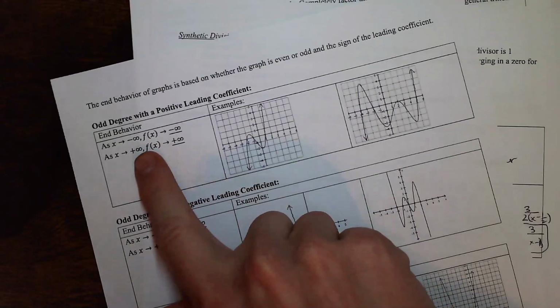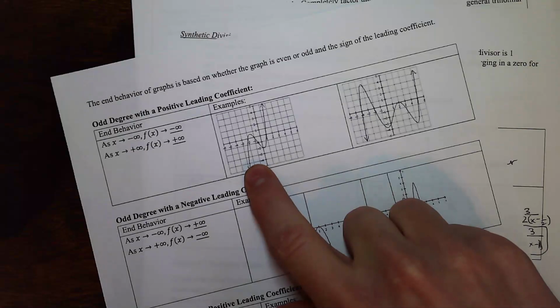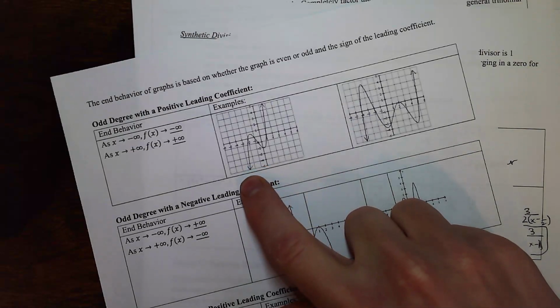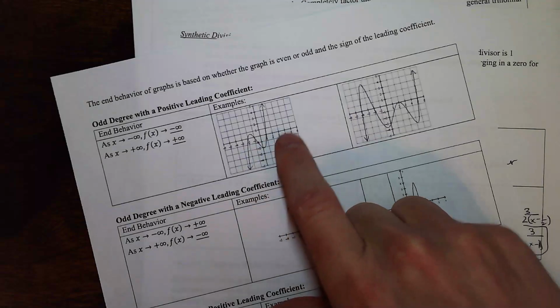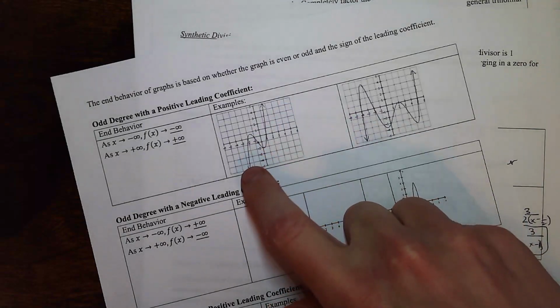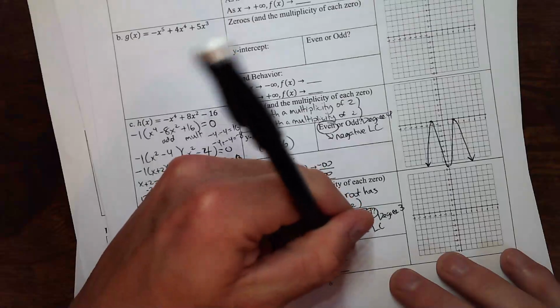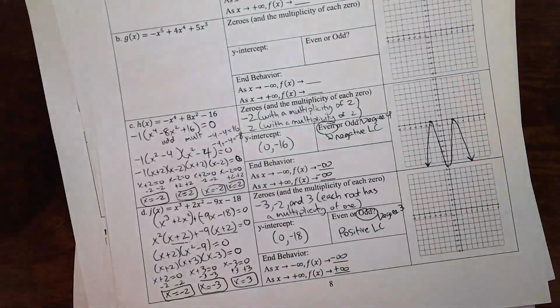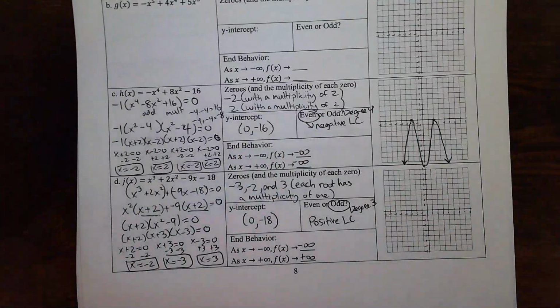Okay, so let's go back to that page in the notes. I can find it here. Odd positive. So an odd positive is, as I go forever to the left, it's going to go down to infinity. As I go forever to the right, it's going to go up to infinity. So odd positives go down on the left and up on the right. And if it's negative, it just flip-flops. Okay. Not too bad once you get the hang of it.